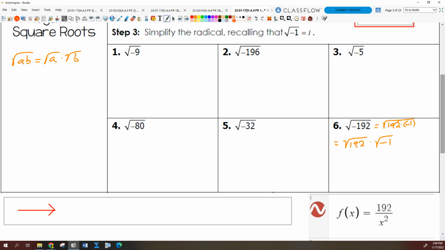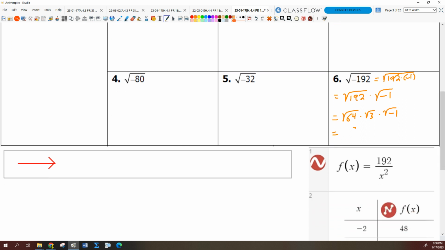What's the biggest perfect square factor of 192? Well, if I cut it in half, half of 192 is 96. So if I work my way up from 96, what's the first one I hit that divides evenly into 192? 81 does not. 64 does. 64 times 3. Aha. Okay, so I could rewrite this as the square root of 64 times the square root of 3 times the square root of -1. Well, the square root of 64 is 8. I'm stuck with a square root of 3, and the square root of -1 becomes an i.